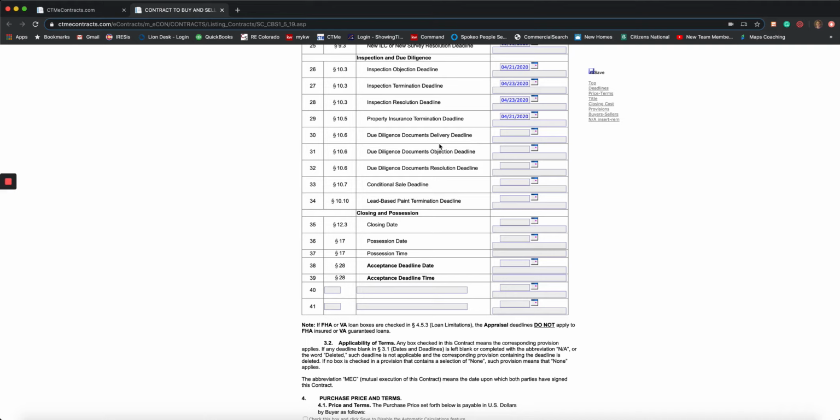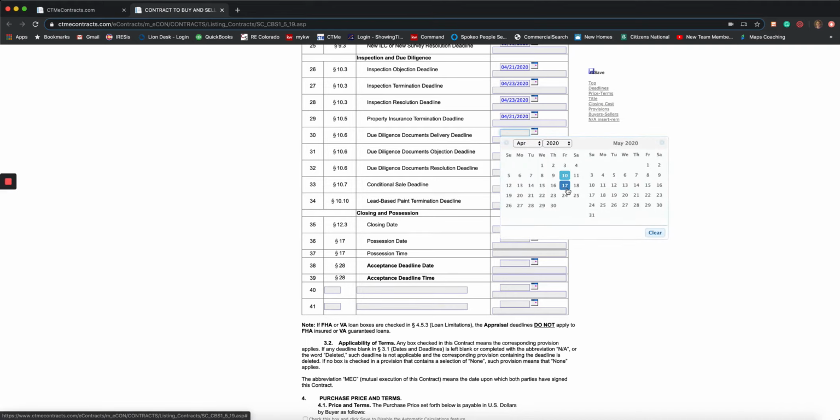So due diligence documents delivery would be somewhere around the first week. So if we have our inspection objection deadline on the 21st, maybe we should deliver this around the 15th.